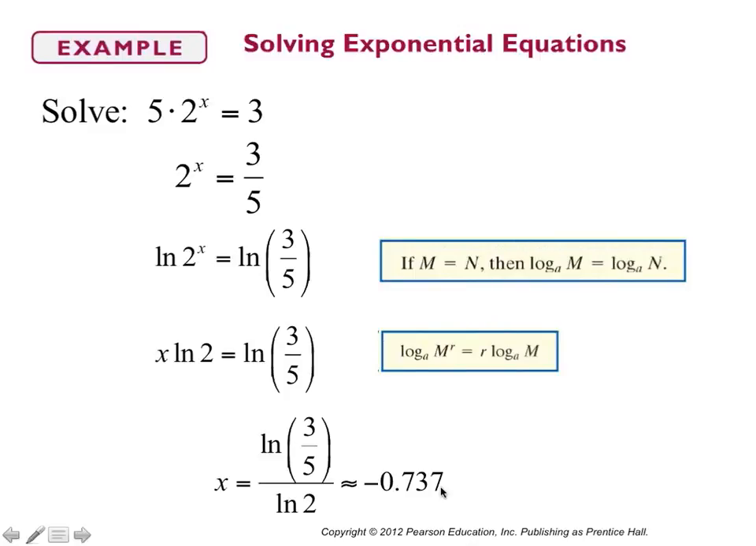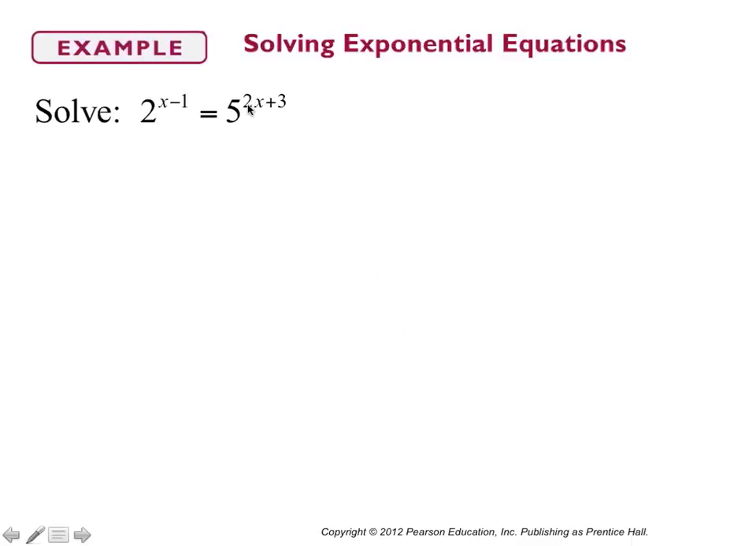Now, I didn't point it out on the last one, but these should be really easy to check. If you take negative 0.737 and plug it into just the left-hand side of your original equation, if you do 5 times 2 to the negative 0.737 power, you should get something that's pretty close to 3.